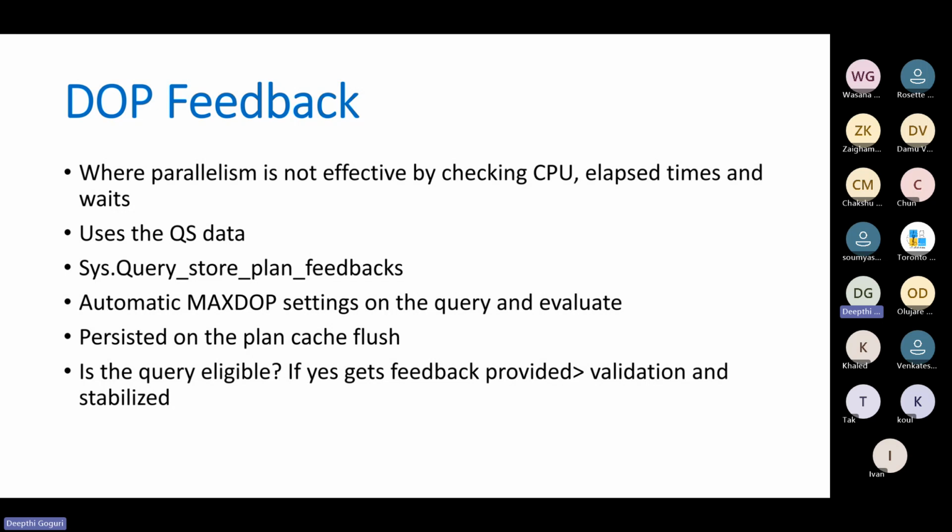Wherever it requires less parallelism, that's when it will take advantage of DOP feedback. It will not increase the max DOP value, but it will always decrease the max DOP value to save your resources. Again, the query has to be eligible for that. The feedback will be continuously repeated as the query is executing, and then the DOP feedback will be changed.